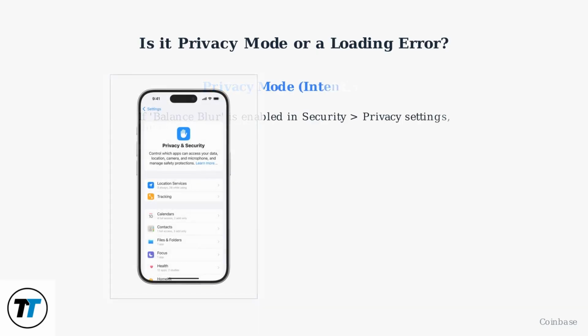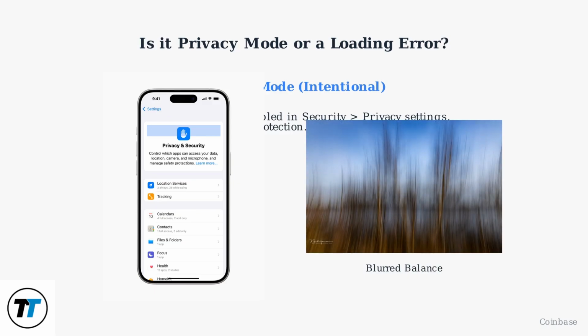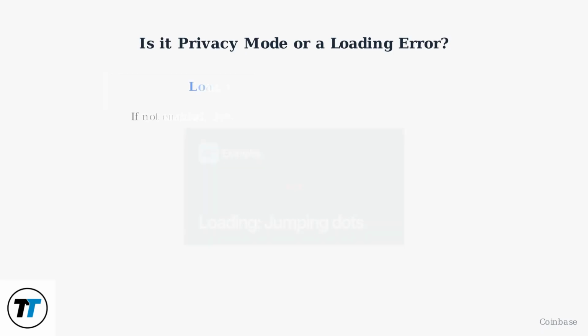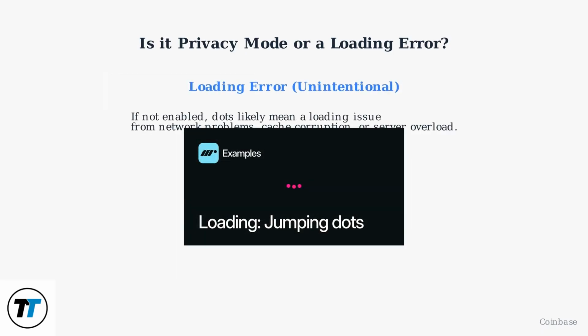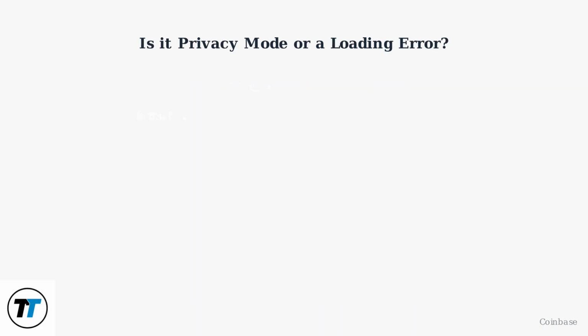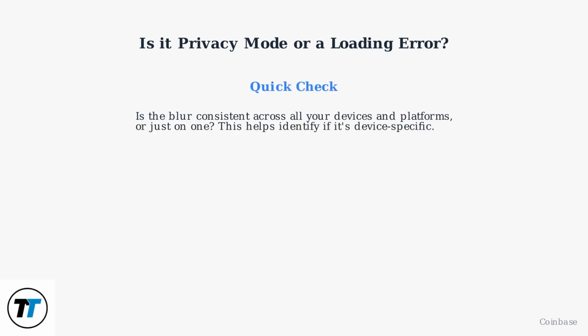In privacy mode, the dots are intentional. Check your settings, go to Security Privacy, and see if balance blur is enabled. When enabled, balances appear blurred like this, protecting your information from prying eyes. If privacy blur is off, the dots are probably a loading error caused by network issues, corrupted app cache, or server overload. Finally, check if the balance blur appears on all platforms or just one. This consistency can help determine if it's a device-specific issue.